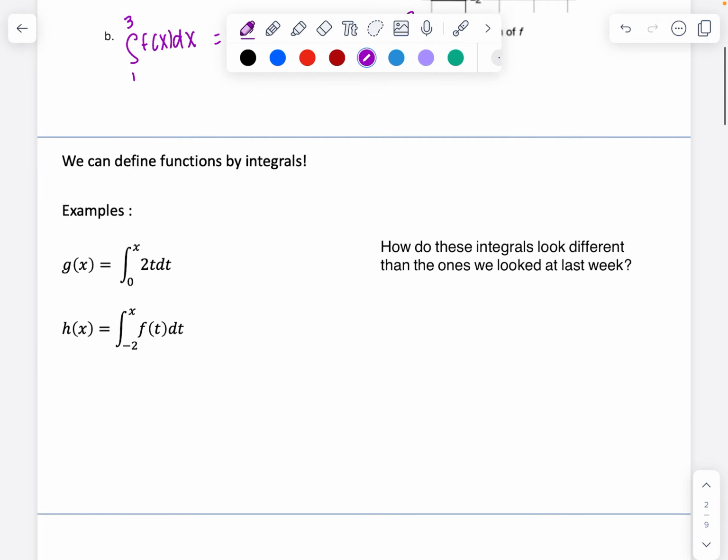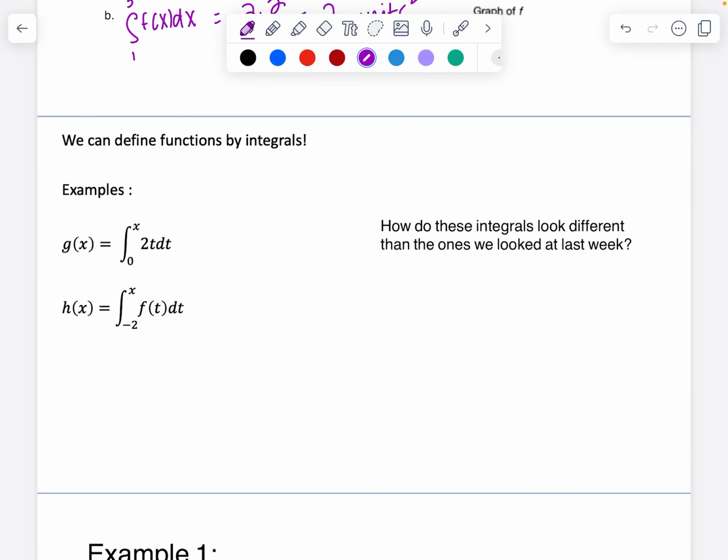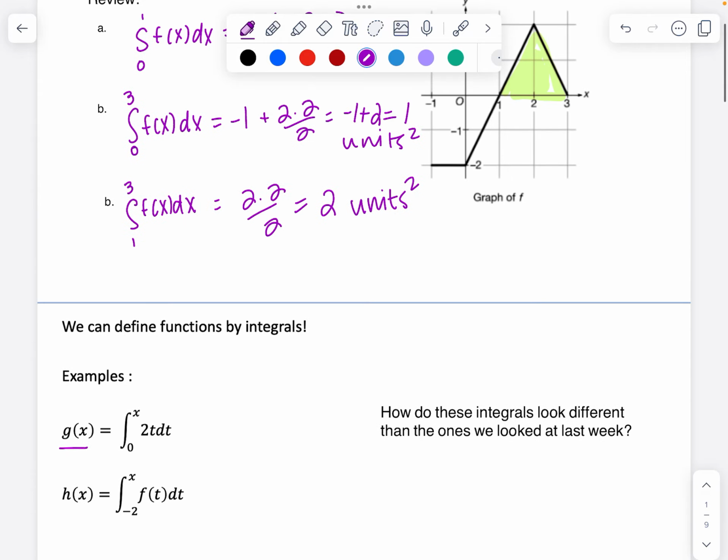So one thing that we can do is define functions by integrals. If you see right here, I have this function g of x. It equals the integral 0 to x of 2t dt. And then h of x is the integral from -2 to x of f of t dt. I want you to take a second and think, how do these integrals look different than the ones we've looked at last week, or the ones above?